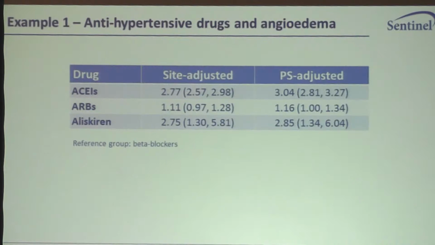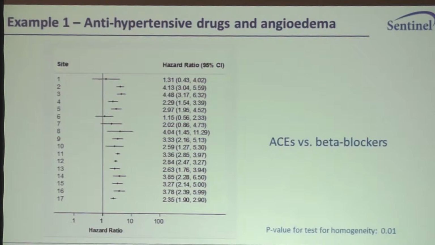This is one of a few examples I'm going to use. This was a study looking at antihypertensive drugs and angioedema. These are the overall estimates based on 17 data partners, and we also routinely break down the results by data source. This is a report that is freely available. So we look across, and this might be something that we will discuss: how would you determine treatment effect heterogeneity when you have millions or tens of millions of people in your study? Whatever test you're going to do is probably going to be statistically significant, but whether it is clinically meaningful is another thing that we might want to discuss.